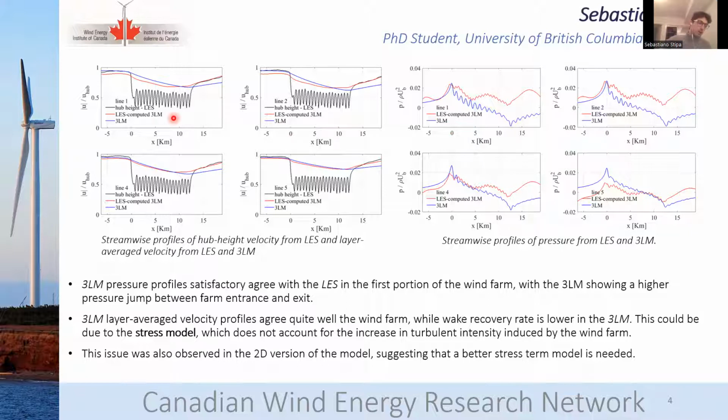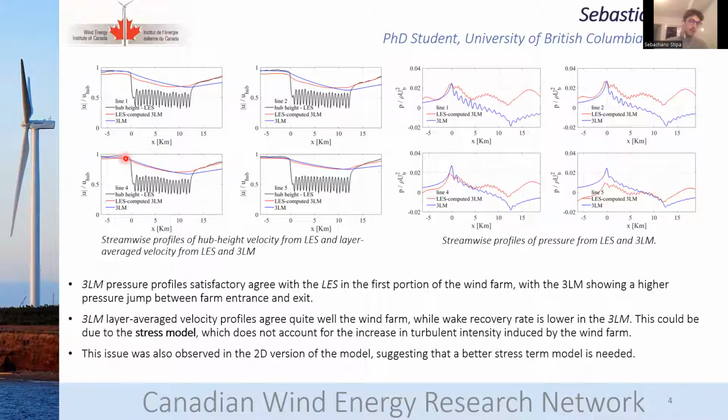Instead, regarding the velocity profile, they appear to agree quite well. The difference is in the wake recovery rate, which is lower in the 3-layer model. That was observed also in the 2D version of the model that was previously compared with LES by Allaerts and Meyers. That could be due to the stress model, which does not account for the increase in turbulence intensity produced by the wind farm.